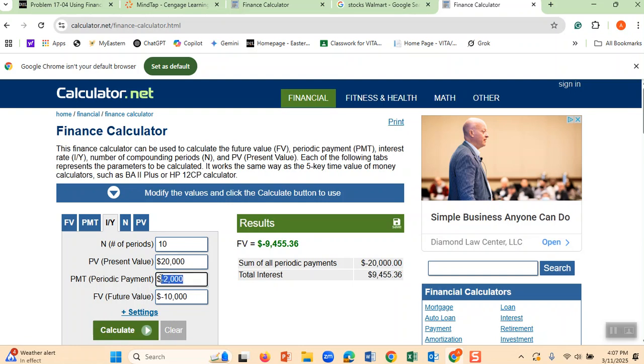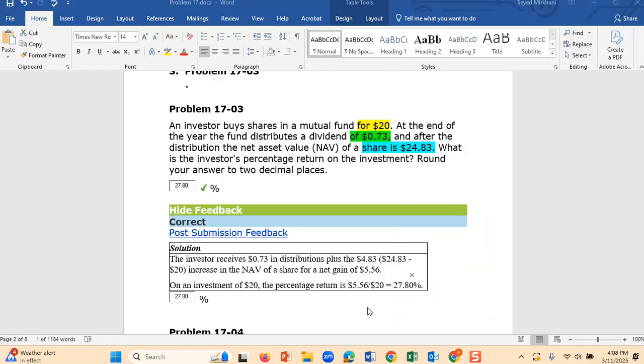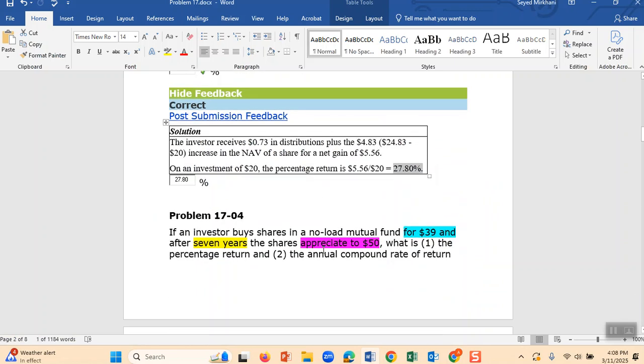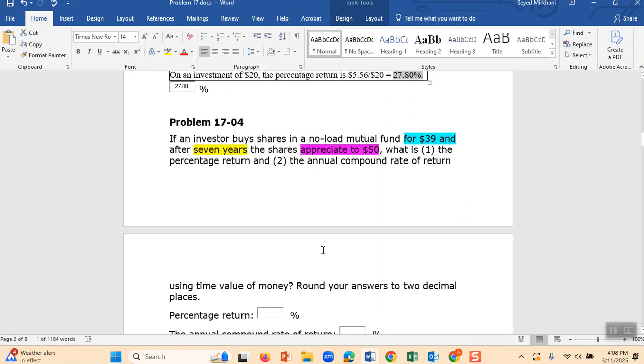And of course, you won't have any payment. Your payment is nothing. And here, your future value is $50. Let me show you problem number 4, that way you understand. Do you see? This is problem number 4.